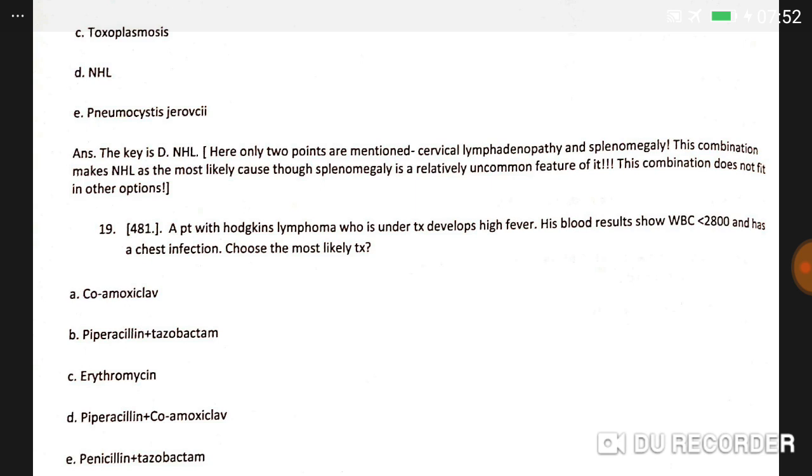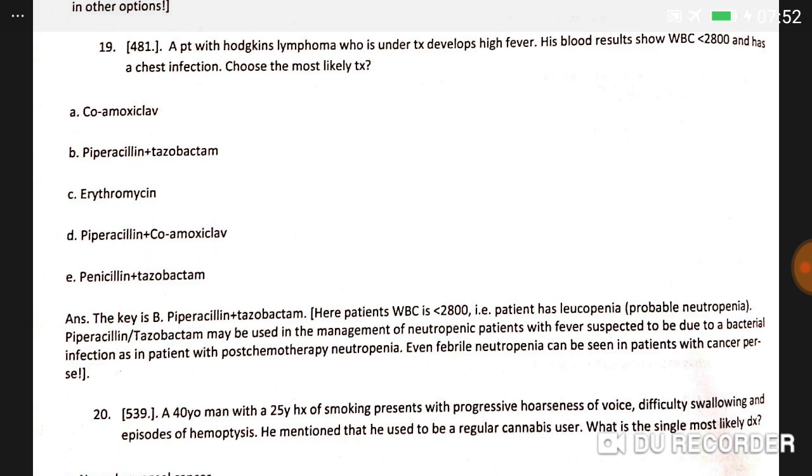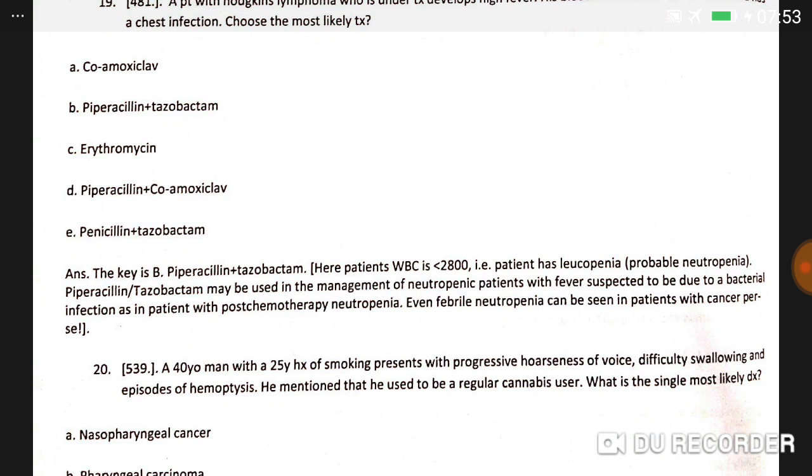A patient with Hodgkin's lymphoma who is under treatment develops high fever. His blood result shows WBC less than 2800 and he has a chest infection. Choose the most likely treatment here. The best treatment is piperacillin and tazobactam, because this is helpful to treat neutropenia also. Here the patient's WBC is less than 2800, which is leukopenia, probably neutropenia. Piperacillin tazobactam may be used in the management of neutropenic patients with fever suspected to be due to bacterial infection, as in a patient with post-chemotherapy neutropenia. Even febrile neutropenia can be seen in patients with cancer.